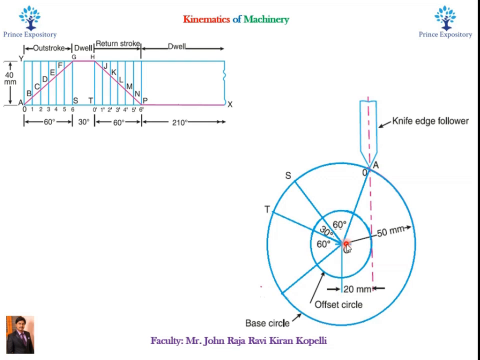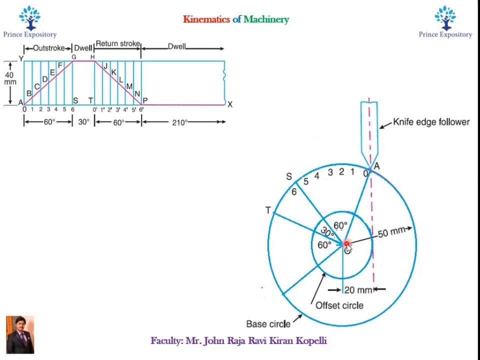And now we are supposed to divide this outstroke, which is 60 degrees, into 6 equal divisions. Now, as we have divided into 6 equal divisions, we will indicate numbers starting from 1 and up to 6, as we have seen. And then the next step is we have to draw a line passing through point 1, and this line should be the tangent to the offset circle.